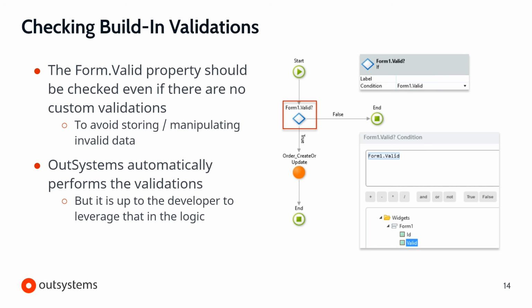This verification is also useful when we don't have custom validations. The built-in validations are performed automatically, but that only means that the valid properties of the corresponding input fields are automatically set. It is up to the developer to make sure those automatic validations are leveraged. Similarly to what happened in the custom validations, this final form verification makes sure that we only proceed with logic if all the input fields are valid.